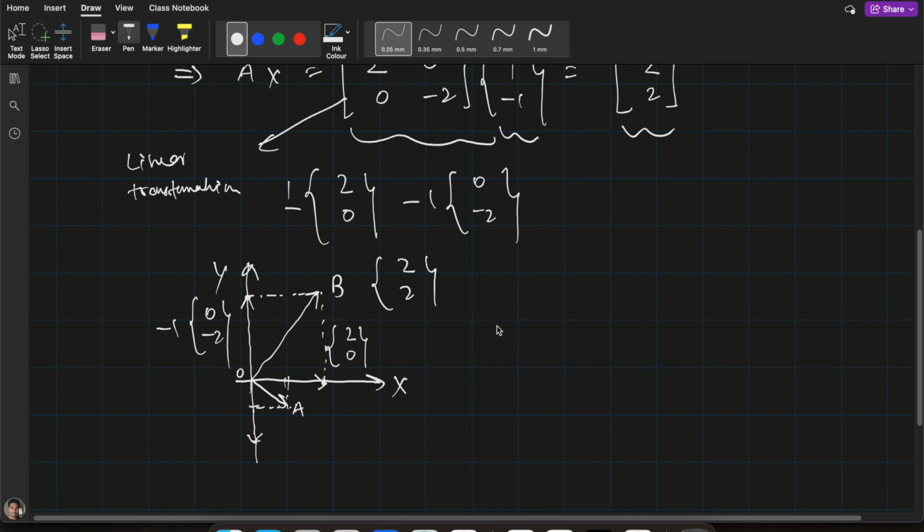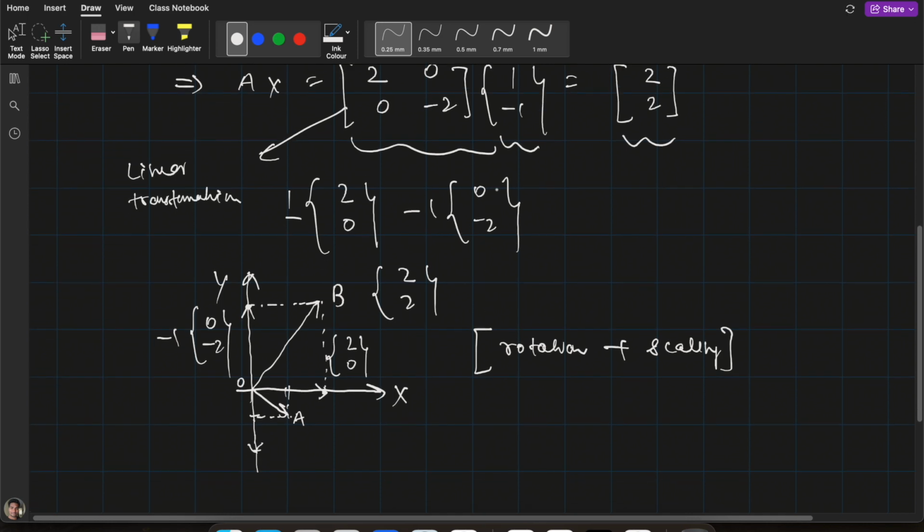Which means that there are two kinds of operations. One operation is rotation, plus the second operation is called scaling. So this AX is nothing but a transformation of the vector (1, -1), and it results in rotation plus scaling.